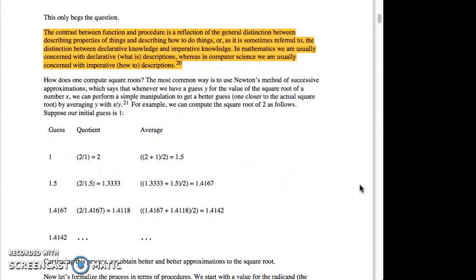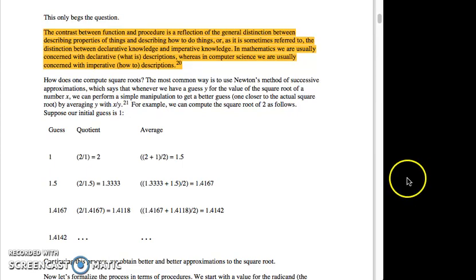The contrast between function and procedure is a reflection of the general distinction between describing the properties of things and describing how to do things, or, as it is sometimes referred to, the distinction between declarative knowledge and imperative knowledge. In mathematics, we are usually concerned with declarative, what-is descriptions, whereas in computer science, we are usually concerned with imperative, how-to descriptions. How does one compute square roots?